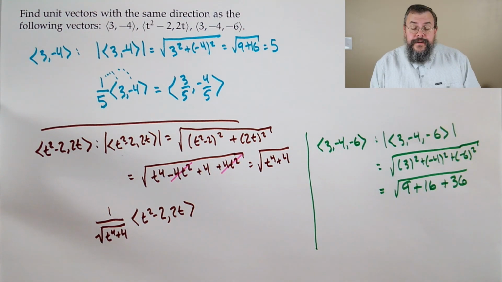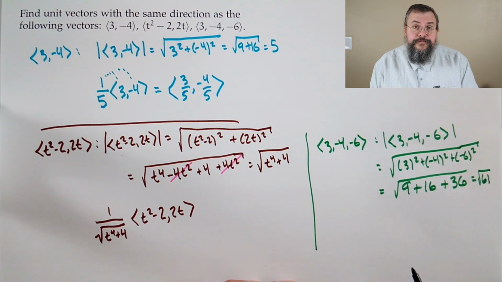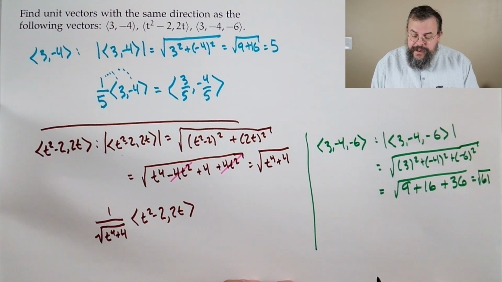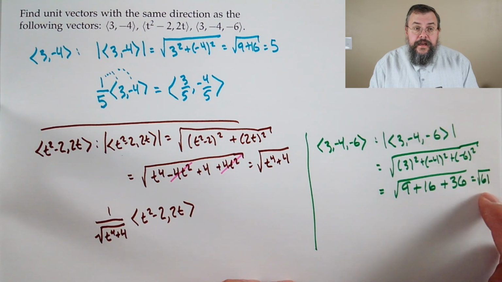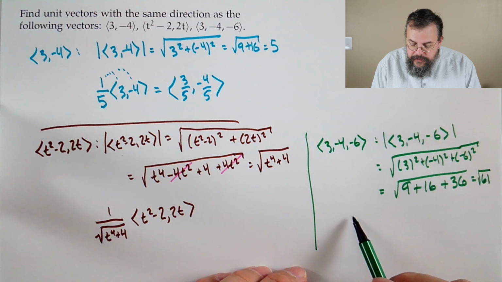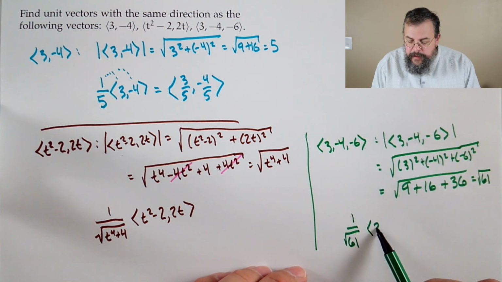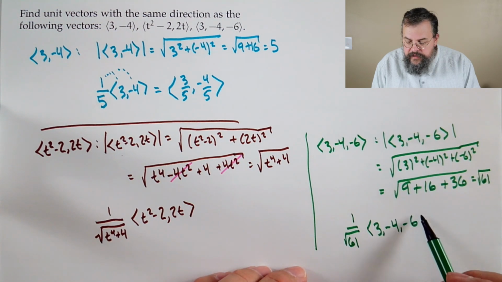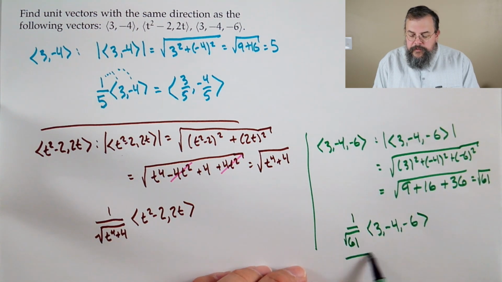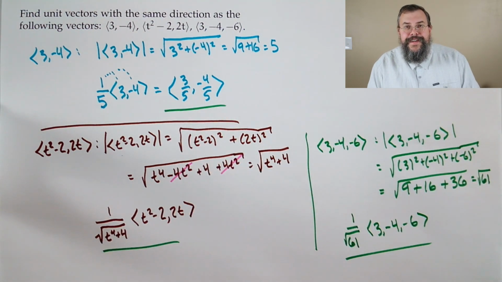Yeah, it does. Sometimes you get a nice square root. Sometimes you don't. That's okay. That's all right. So what do we do? Well, that's the current length. Now we scale back by that, and therefore the vector we're after is 1 over square root of 61 times 3, -4, -6. And there we go. Those are our nice, beautiful answers. All right.